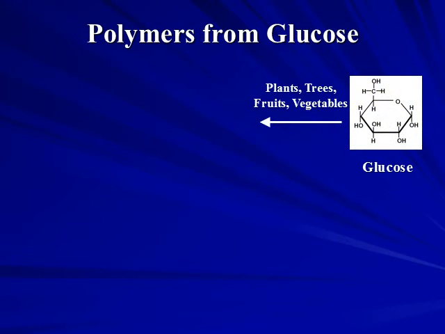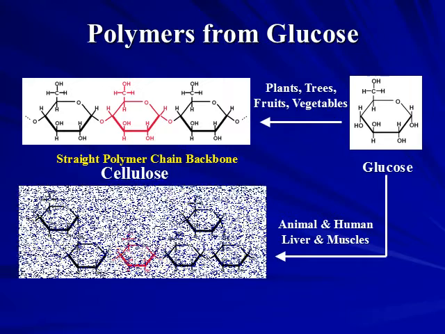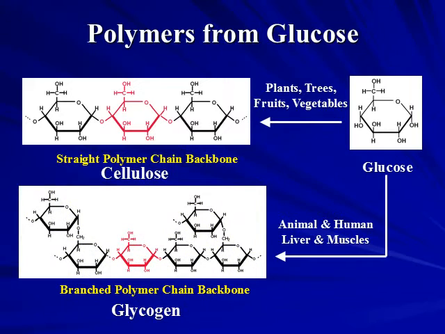These diagrams show how glucose forms different polymers. In plants, trees, fruits, and vegetables, the polymers have straight chains, as in the cellulose polymer. Branched chain polymers such as glycogen are formed in animal and human liver and muscles.